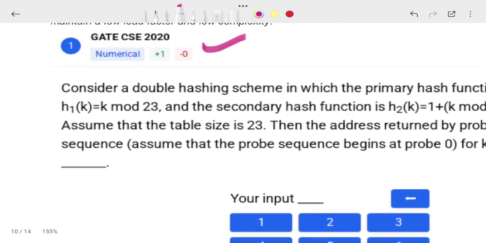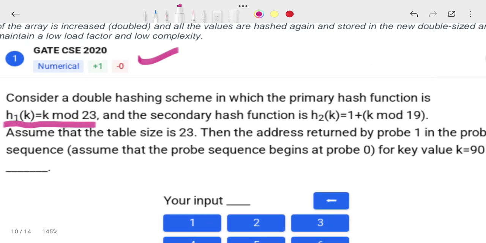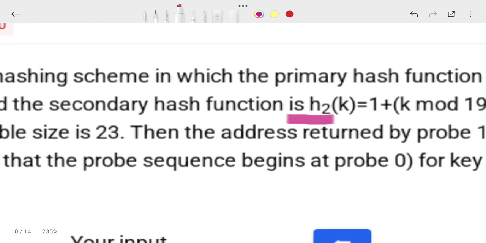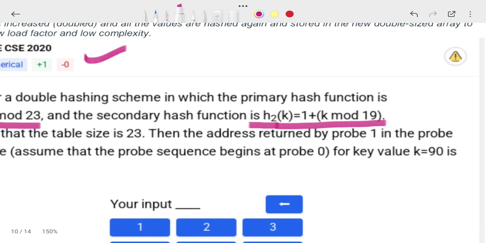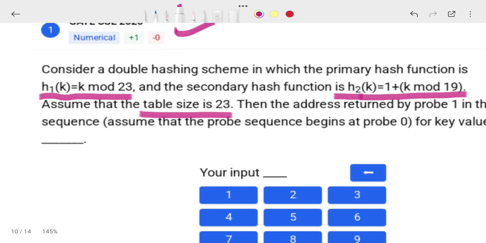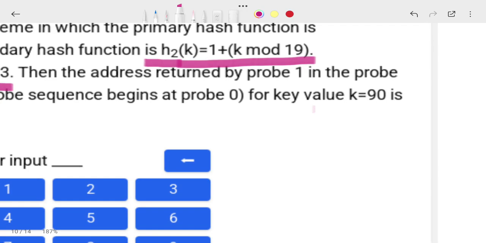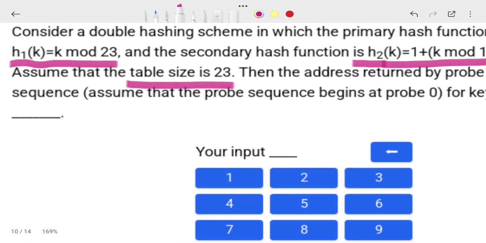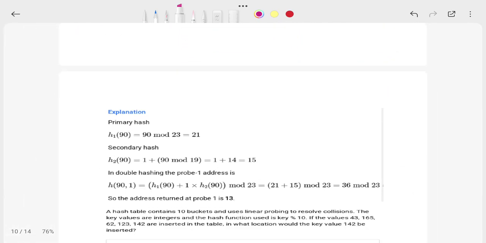What he has asked, this is also double hashing. He has given you one hashing, H1(K) is equal to K modulo 23, and he has given you H2(K) is equal to 1 plus K modulo 19. Now what he is asking: assume your hash table size is 23. Overall size is 23. Now he is asking, if there is a key 90, where will it be placed? So now see, already we explained here.